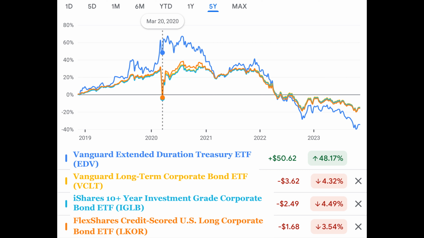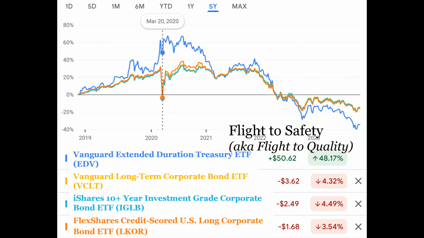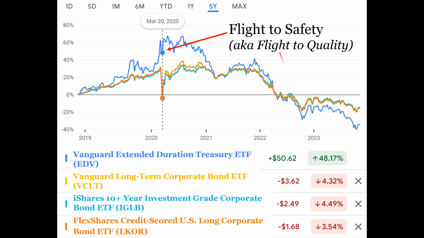Here, you can see that EDV, which is based on U.S. Treasuries, did much better than ETFs based on corporate bonds during the start of the COVID-19 pandemic in 2020. There was also a recent spike when Hamas attacked Israel, though the spike was brief. Bigger spikes may occur if China attacks Taiwan, or if there is another pandemic.